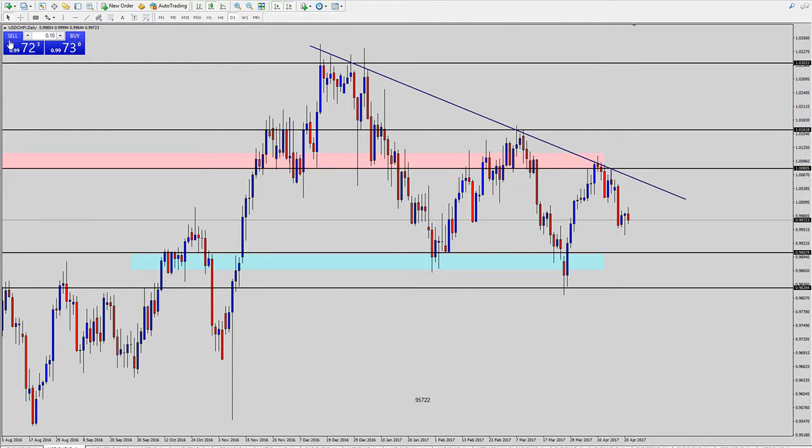Next up, we have USD Swiss. I actually got stopped out in profit around this area. I ran my trailing stop loss down to my 2-to-1, so I got stopped out. Looking for re-entry though. So we're looking at the daily chart.